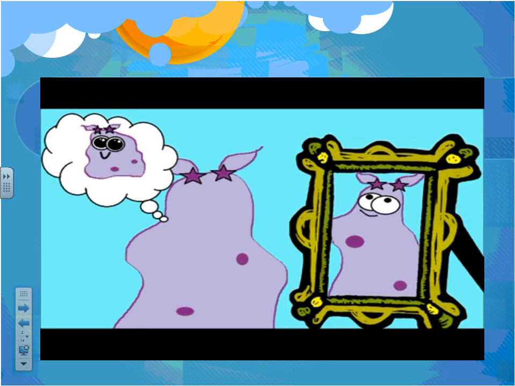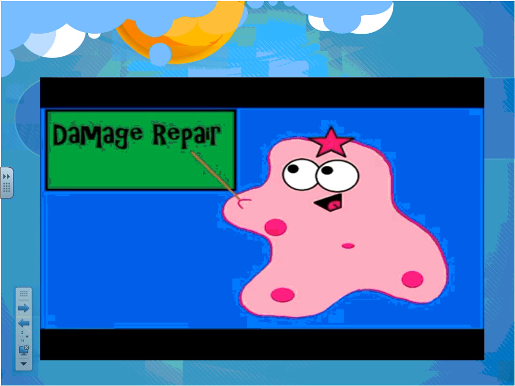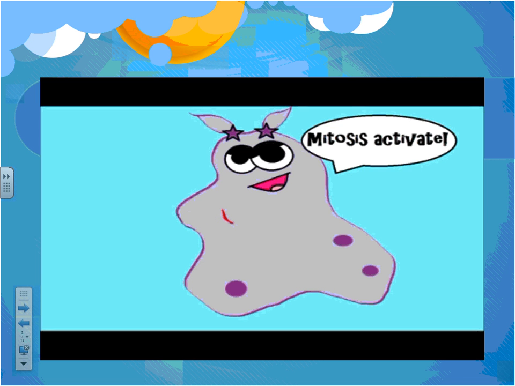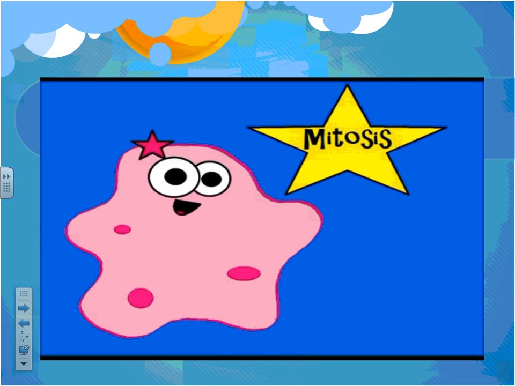Mitosis also is great for repair of damage. If you have some kind of accident, like when we were talking about the cut on your arm or leg, you want to make sure that it can get repaired. Well, you have to make more cells to do that. So mitosis is great for that.